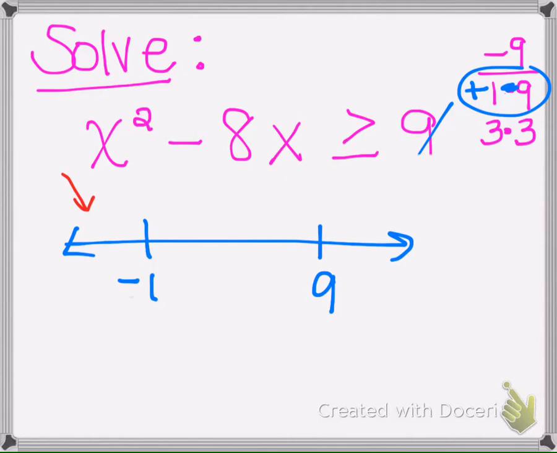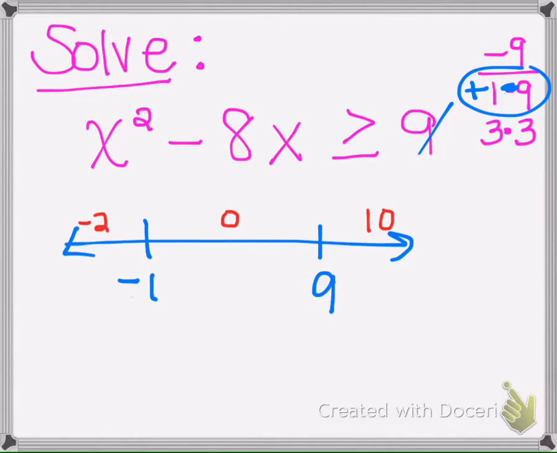Okay, so I put them on a number line, and I need to choose a number that is less than negative 1. So on a number line, a number that's to the left of negative 1. So for example, I could pick negative 2. And then I need to pick a number in between negative 1 and 9, so I'm going to pick 0. And then I need to pick a number bigger than 9, so I'm going to pick 10. So those are going to be my test points.